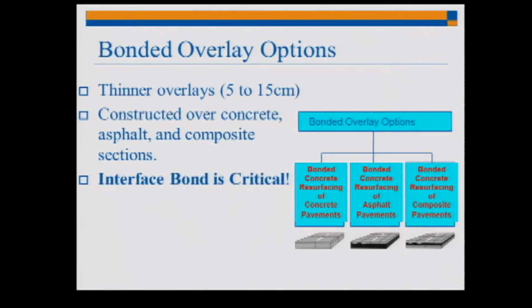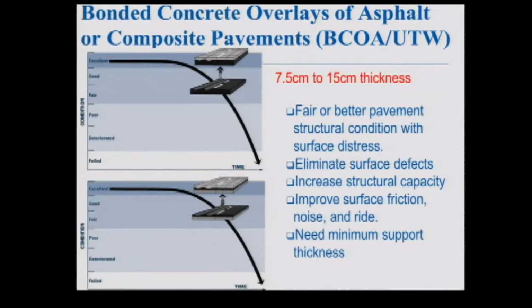In all cases, since you want the interface to be bonded, that's the key point. So when you do your design and put your construction specifications together, you have to assure the bond is going to be there. If it's not, these will fail very rapidly. And as I said before, you want the condition of the underlying pavement to be fairly good, not extremely poor. Now, what's fair and what's good is somewhat subjective, but you can't have an extremely poor existing pavement and expect a bonded overlay to work very effectively.